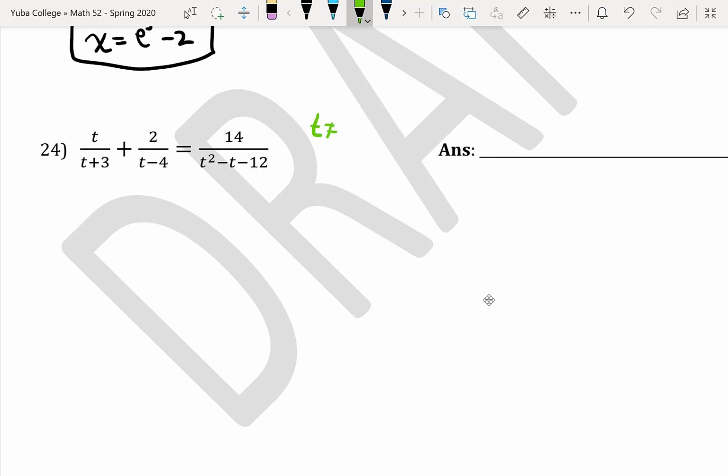So with rational equations, we can multiply both sides by our LCD. Our LCD in this case is t minus 4 and t plus 3.